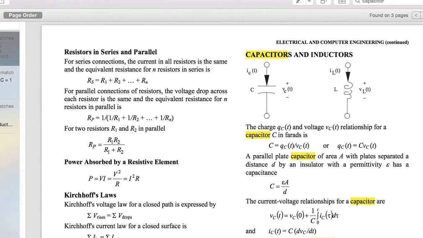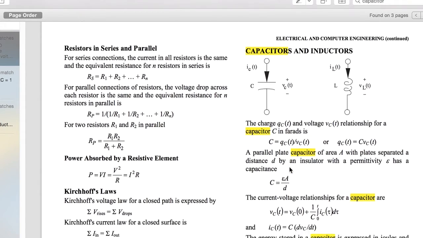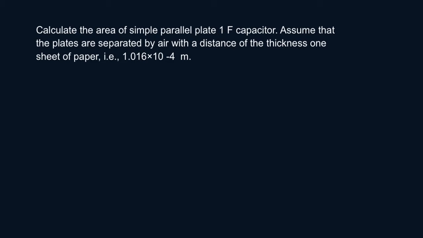Let's go to the handbook. You will find this. What page is this? I can't even see it. But anyway, the PDF file is searchable, so you can search for capacitor, and I found this one. A parallel plate capacitor of area A with plate separated by distance d by an insulator with permittivity epsilon has a capacitance of C equals epsilon A over d. All right, so this is what we have.